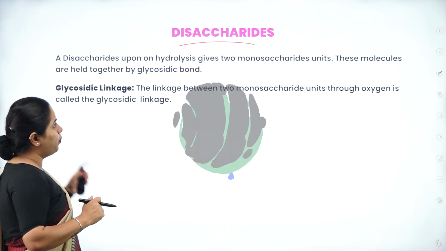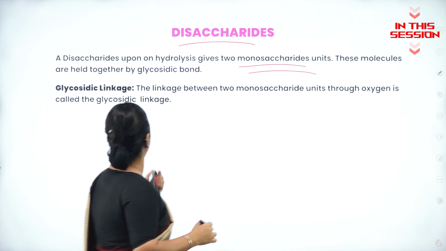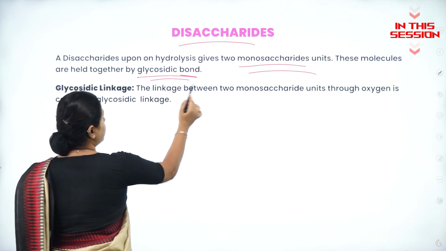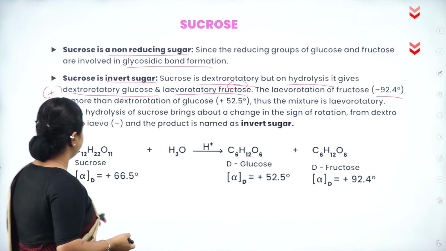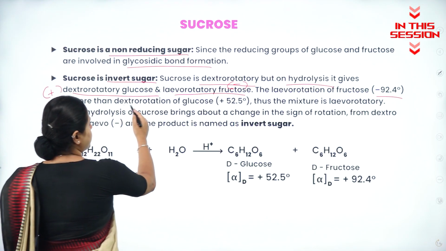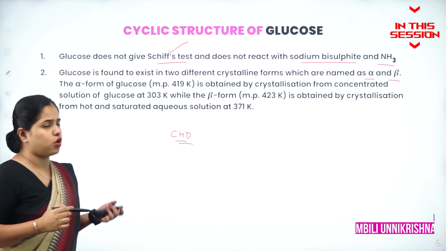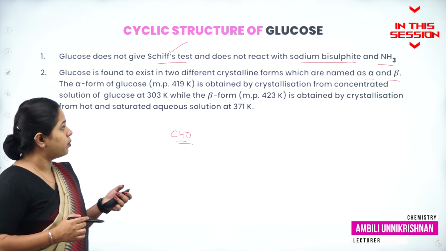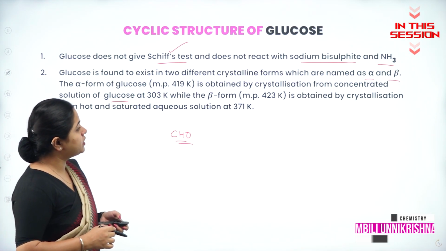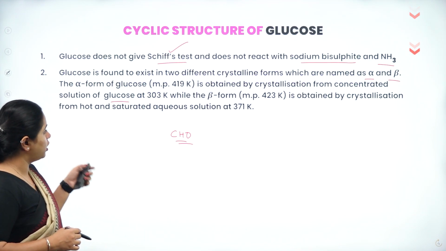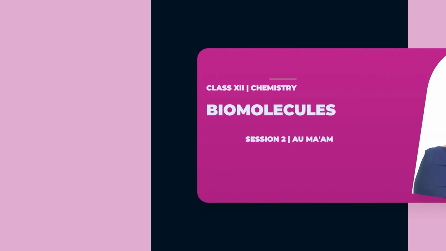A disaccharide upon hydrolysis gives two monosaccharide units, and these molecules are held together by a glycosidic bond. The levo rotation of fructose is minus 92.4 degrees, and it is more than the dextro rotation of glucose, which is 52.5 degrees only. The alpha form of glucose is obtained by crystallization from concentrated solution of glucose at 303 Kelvin, while the beta form is obtained by crystallization of hot and saturated aqueous solution at 371 Kelvin.